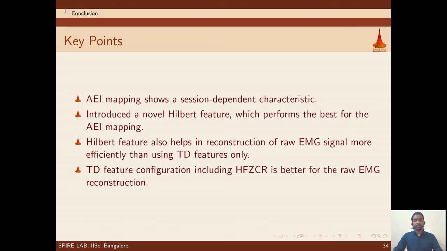The TD feature configurations used in this work are divided into two steps. One is including HFZCR and second is excluding HFZCR. So the TD feature configuration including HFZCR is found to be performing better for the raw EMG reconstruction.